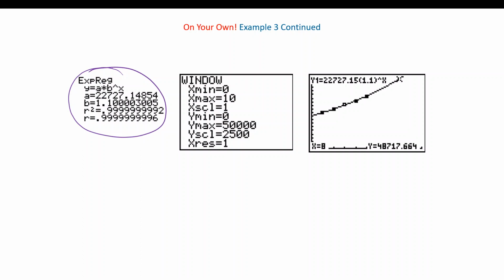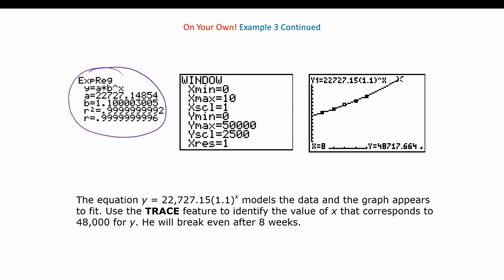You might need to enlarge your window. On your zoom button, you can use zoom stat or zoom fit and get it to where you can see the points better. And so here's a small graph of this. It says the equation y equals 22,727.15 times 1.1 to the x power models the data, and the graph appears to fit.